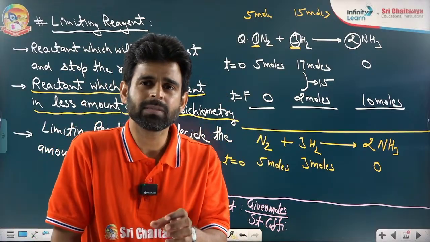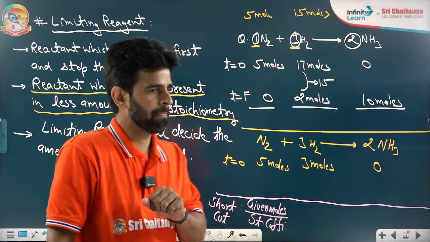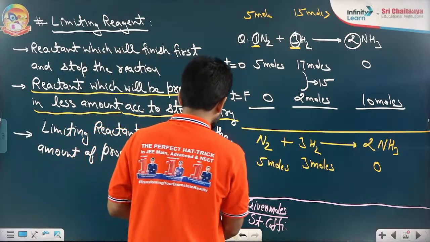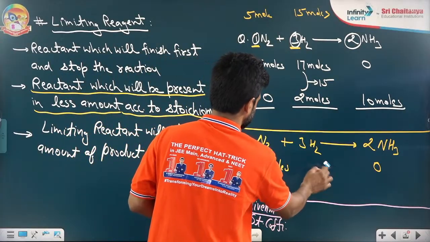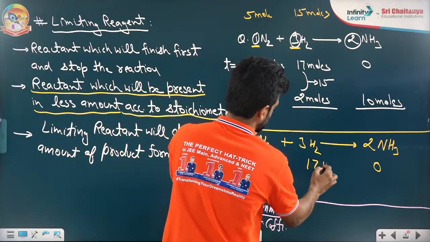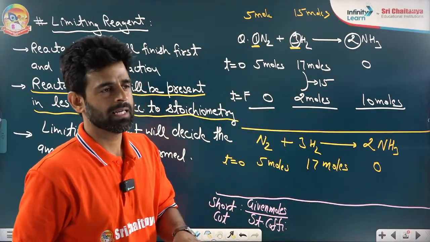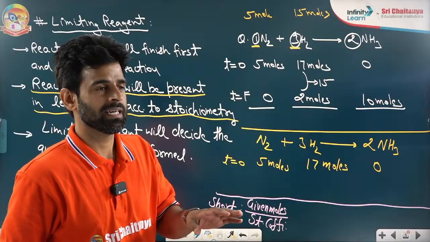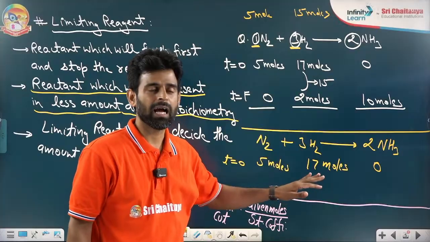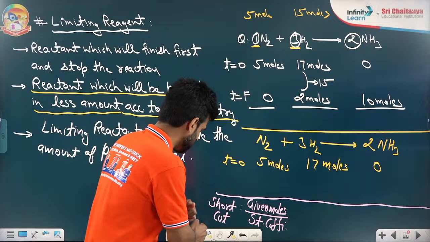Whatever the given moles are, divide the given mole by the stoichiometric coefficient, right? If you see carefully, in this question I am giving the same question, just to show you. I'm not giving another question, I'm just explaining the same question. I'll give a different question later on. Don't worry. How to decide?